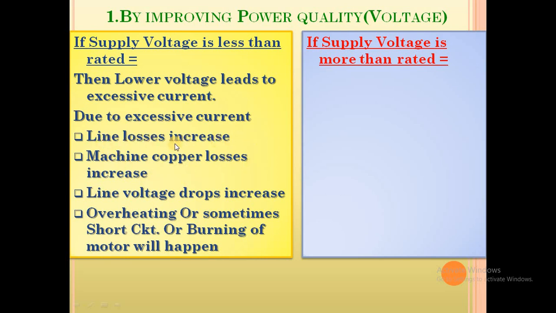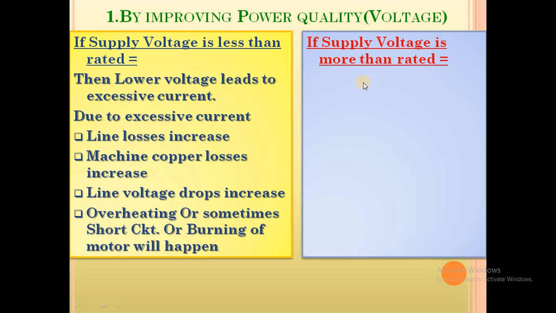As current increases, the losses will increase, I square R loss will be more, voltage drop, that is I into R, will be more, and due to the increase in current there will be overheating of the machine, or sometimes there will be a short circuit, or there may be a total burning of the motor. So particularly because of low voltage, there will be excessive current. The motor draws excessive current from the supply, and due to the excessive current all these things will happen.